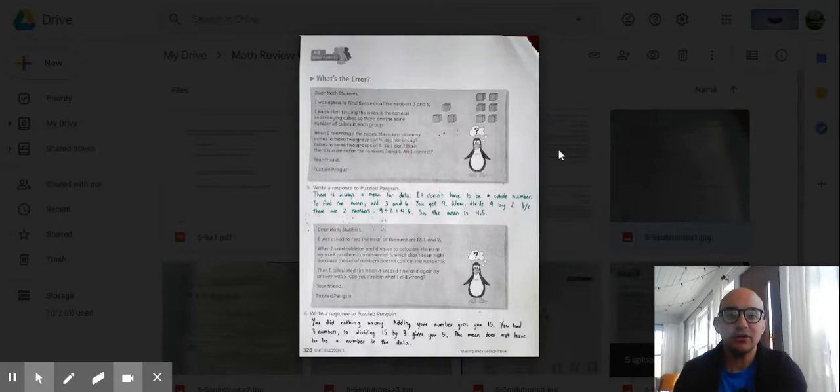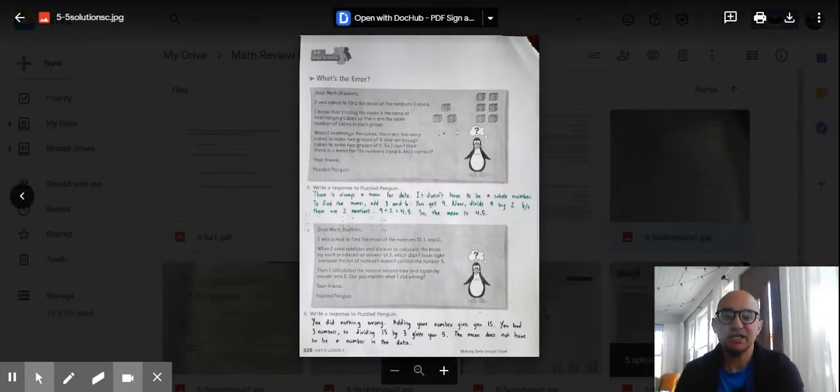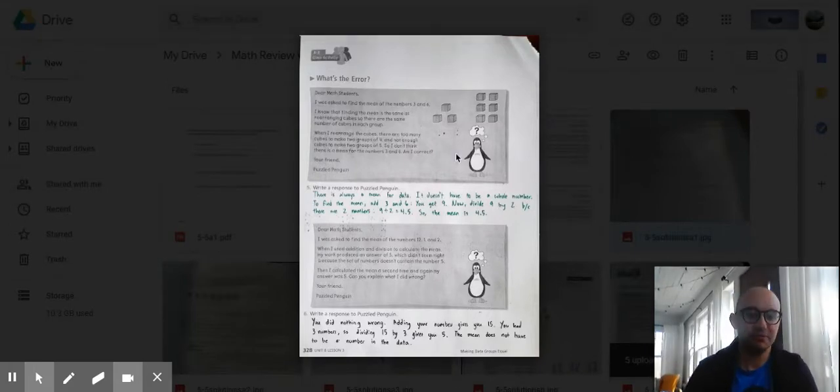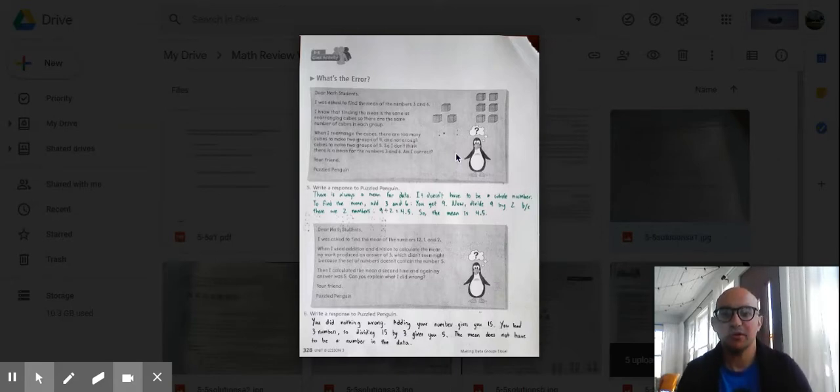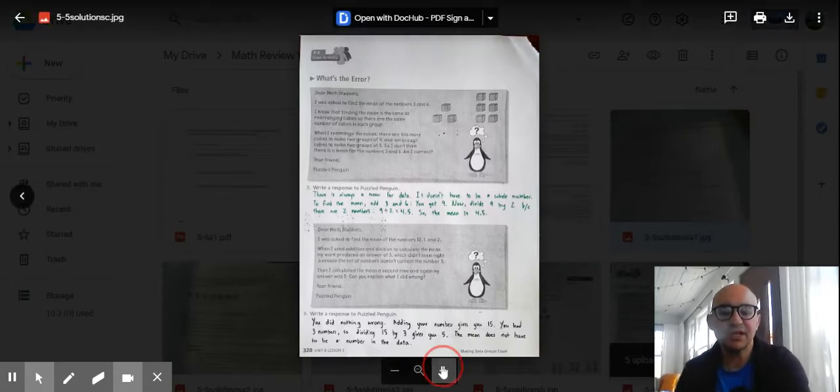Today we're going to be going over the paper that you see on the screen. A couple of questions from our friend Puzzle Penguin. He is, or she, I never really know to be honest, but Puzzle Penguin is trying to calculate mean and is kind of running into some errors or some confusion. So let's see if we can help sort Puzzle Penguin out. That's what we're going to be doing on this video. Let's get right into it.